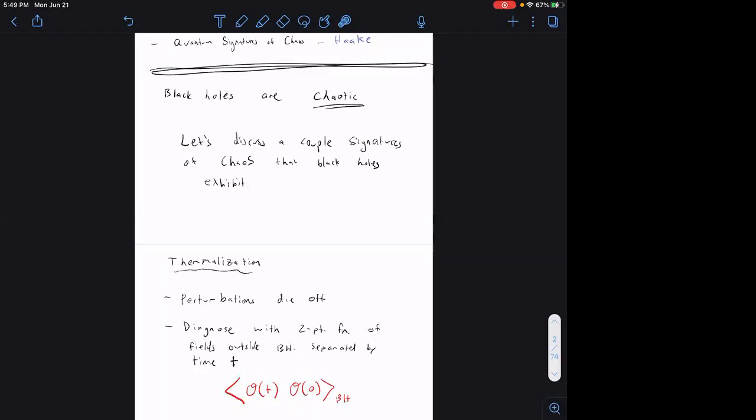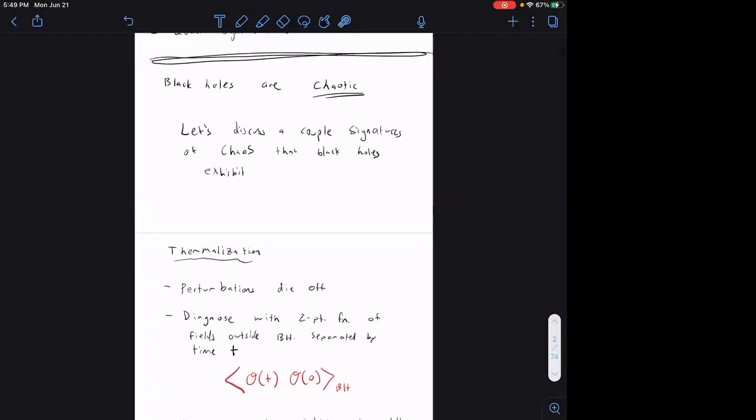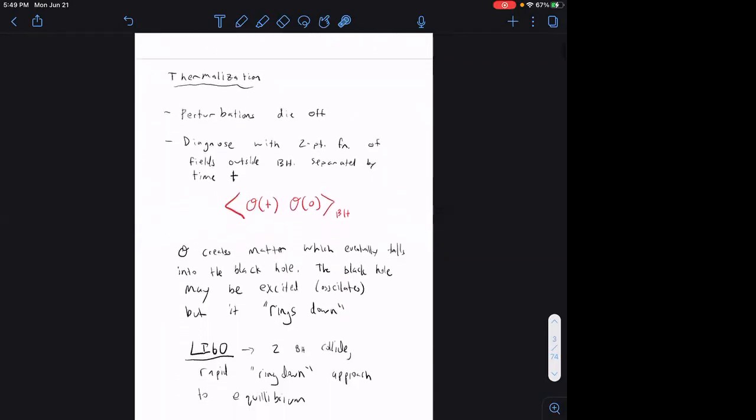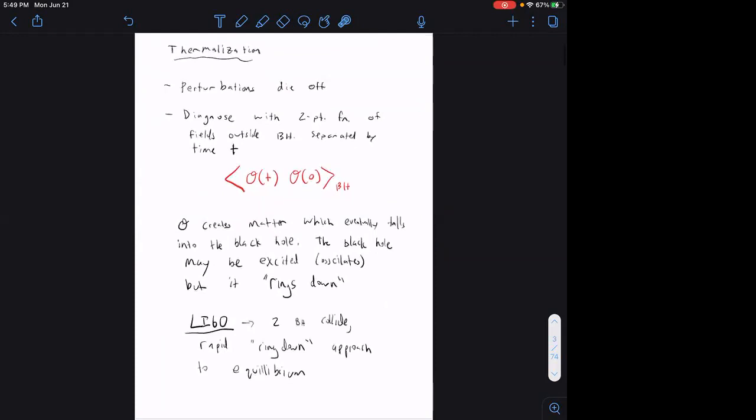The first statement I'm going to make is just that black holes are chaotic. And rather than try to give a careful definition of what it means for a quantum system to be chaotic, which is a bit tricky, what I'm going to do is show you how black holes exhibit certain signatures of chaos, some very important ones, just to give some examples. So the first and simplest is thermalization. If you have a chaotic system that's in thermal equilibrium and you perturb it, if you wait some time, any sign of that perturbation should disappear. The system should return back to equilibrium.